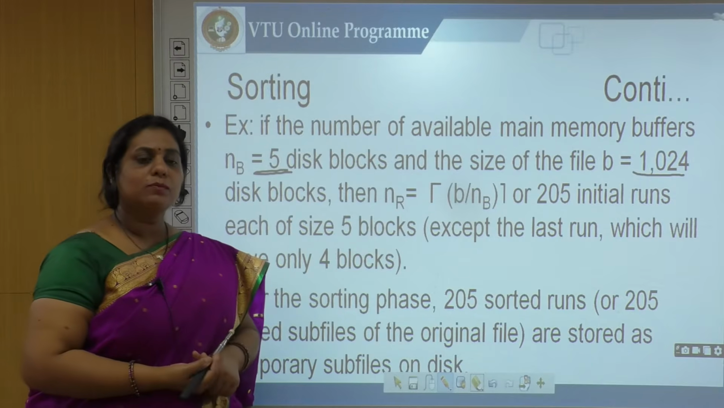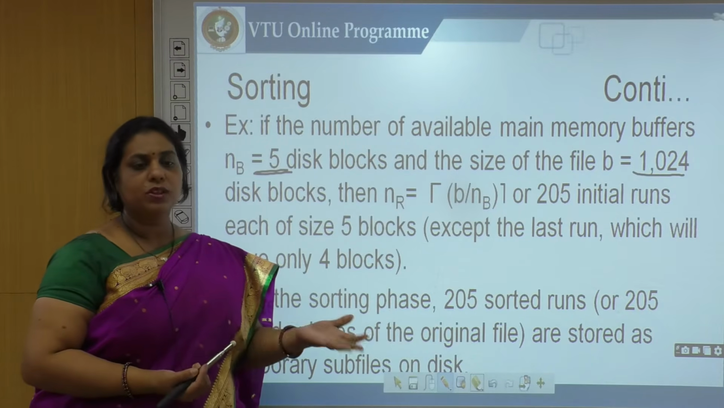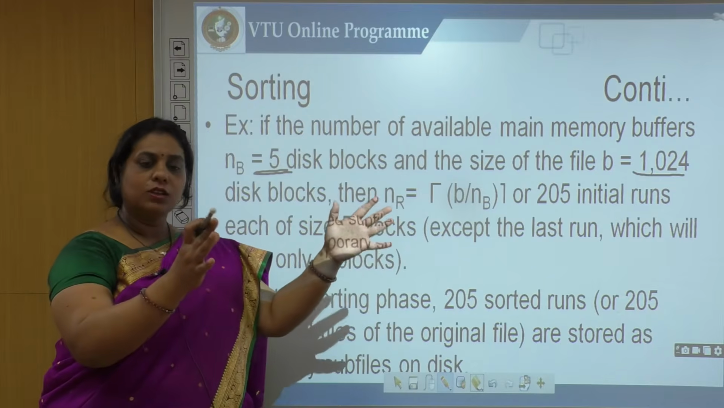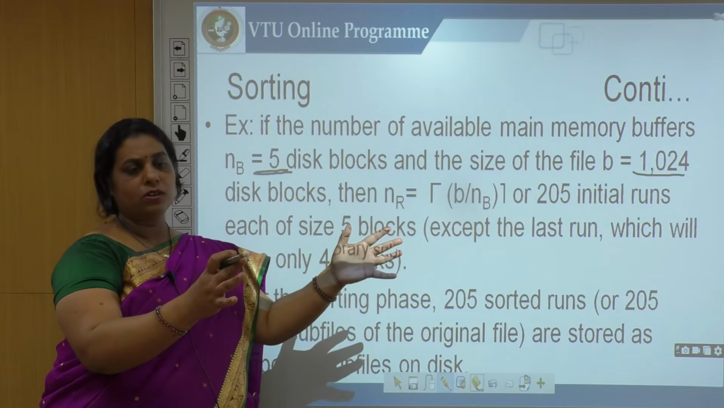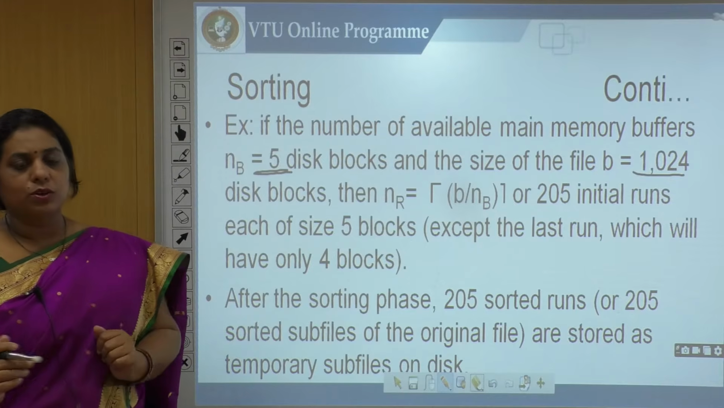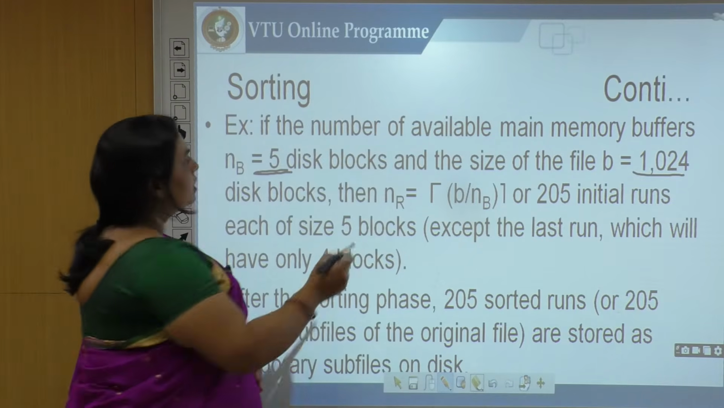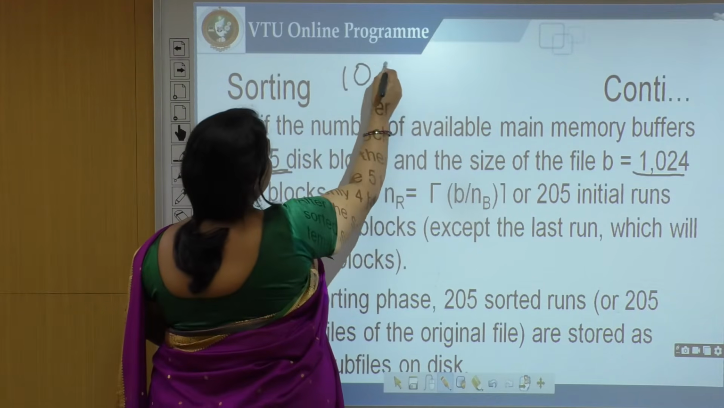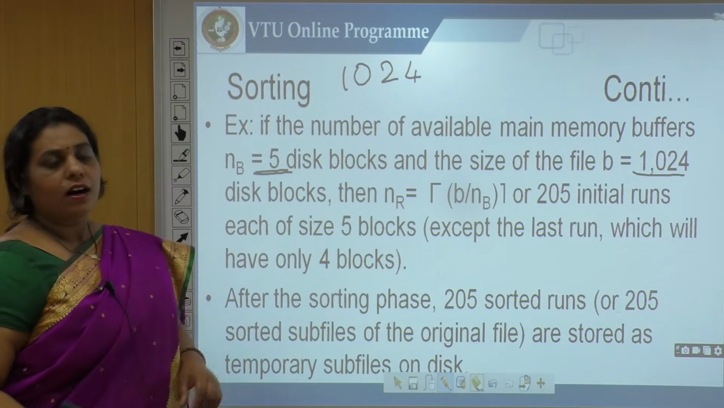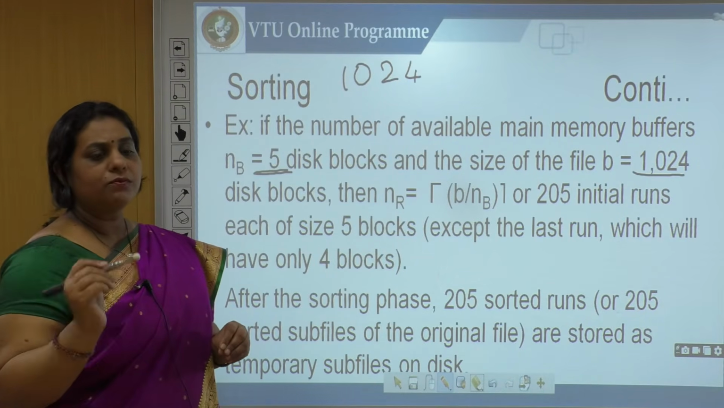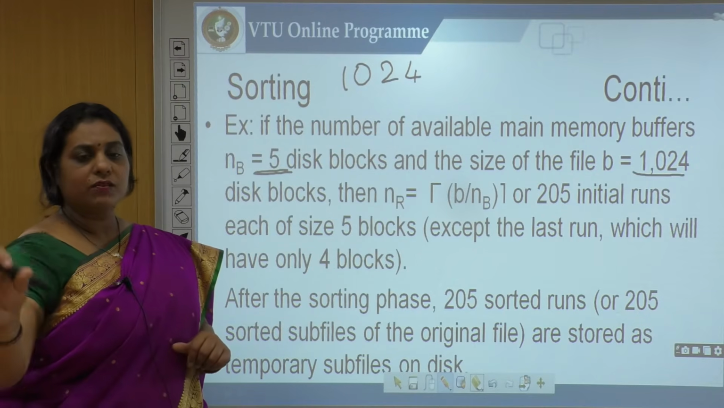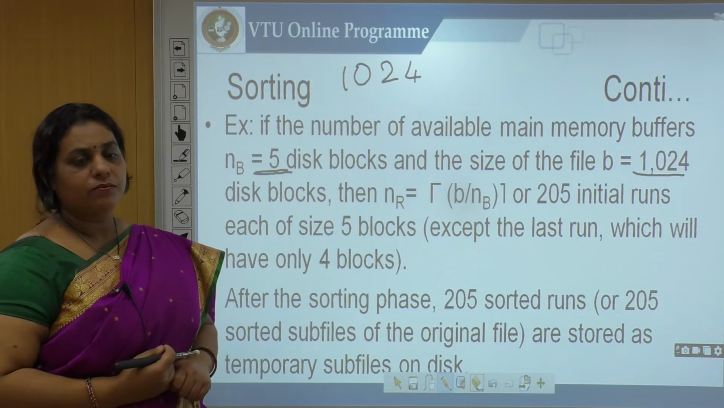So how many blocks can I sort at a given time? Only 5 blocks, because even though my file size is 1024 disk blocks, available main memory is only 5 disk blocks. So the 1024 blocks to be sorted have to be fit, a few at a time, into only the 5 disk blocks which are available in the main memory.